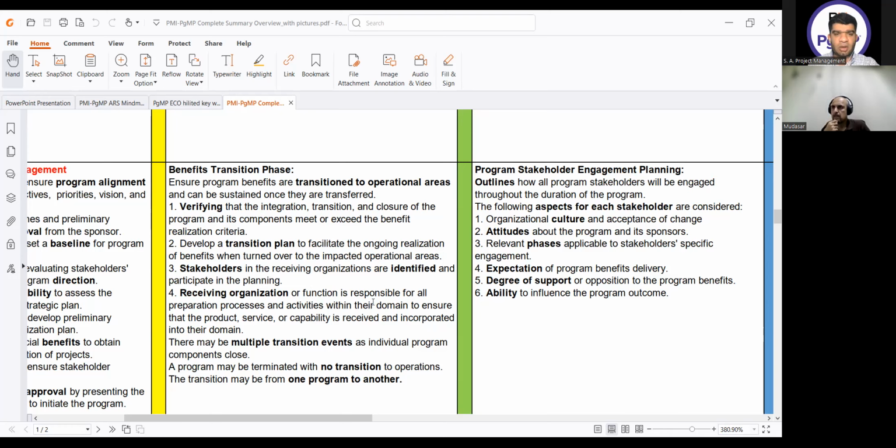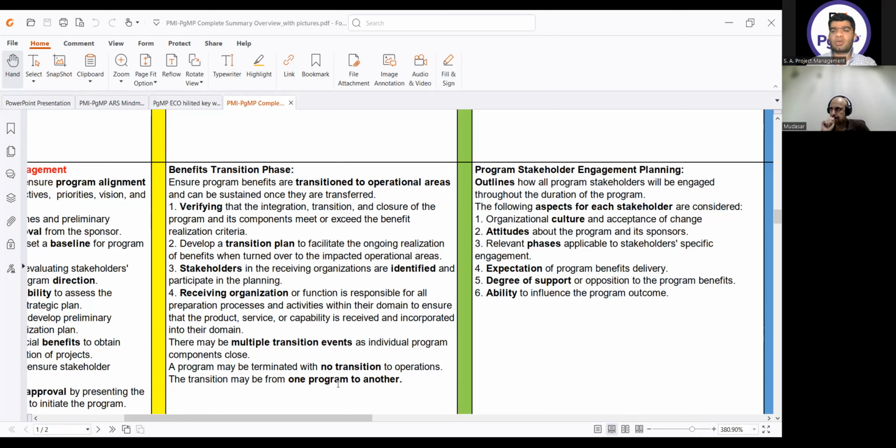The receiving organization or function is responsible for all preparation processes and activities within their domain to ensure that the product, service, or capability is received and incorporated into their domain. There may be multiple transition events as individual program components close. A program may be terminated with no transition to operations. The transition may also be from one program to another program.